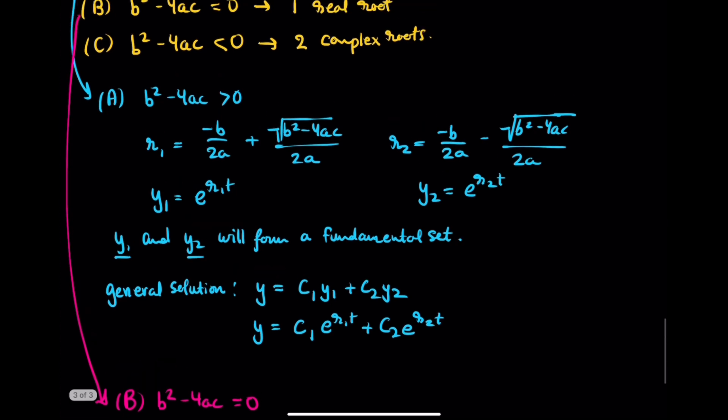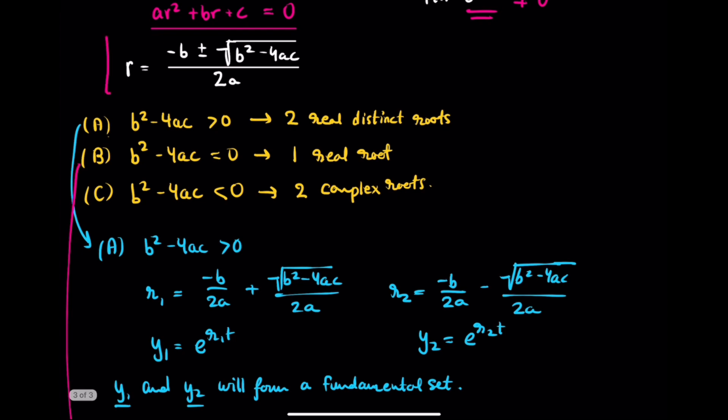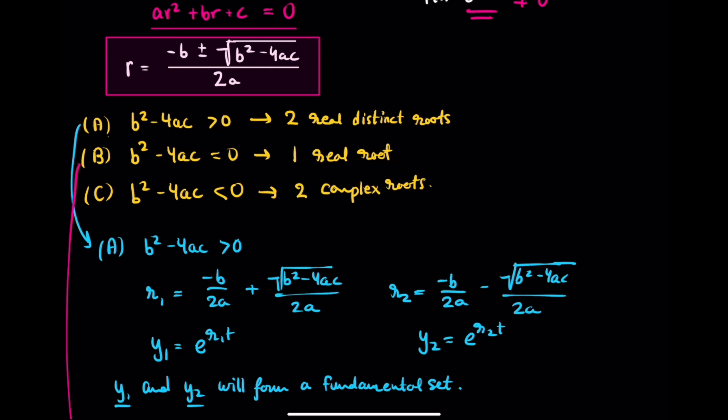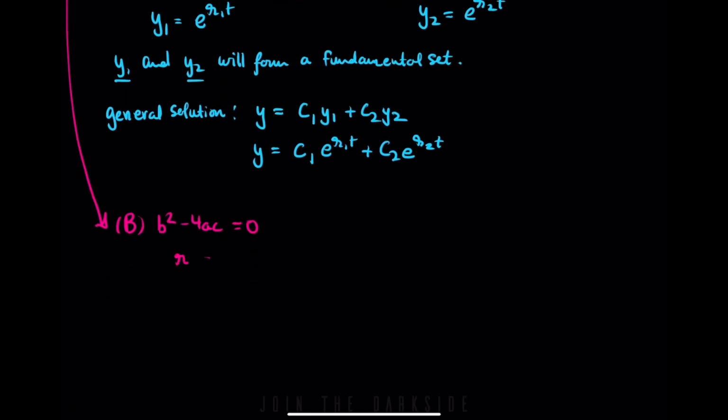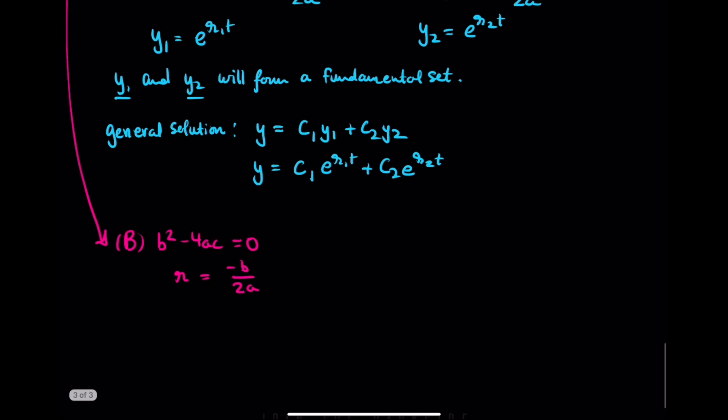In case B, we know that b squared minus 4ac is 0. And we know what r is, right? r is this thing. So if b squared minus 4ac is 0, then r is just minus b over 2a, because the second term right here is just 0. That's really convenient. So then r is just minus b over 2a. And that's great, but that means that you have one solution, which is e to the rt.